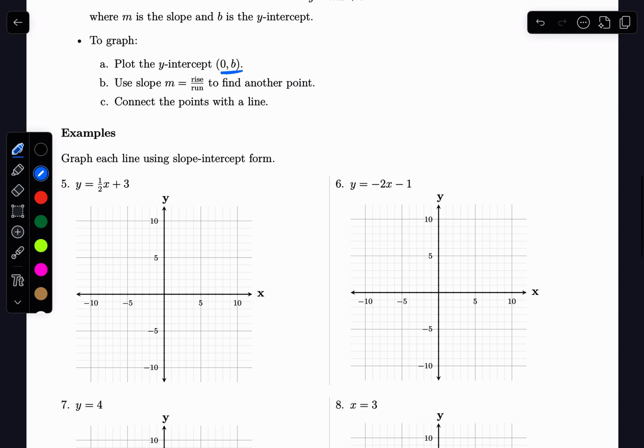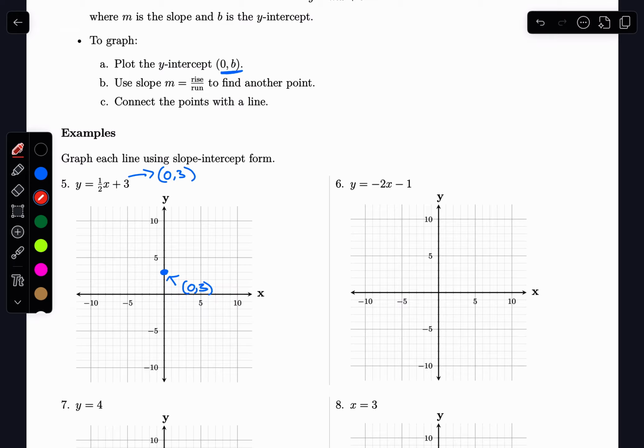So for number 5, it says to graph each line using slope-intercept form. We're given y equals 1/2 x plus 3. My y-intercept right here is 3. So the point 0 comma 3 is automatically on my graph. I'm going to go right ahead and graph 0 comma 3. And now that I have my y-intercept, all I have to do is find one other point, and then I can draw a line through them.